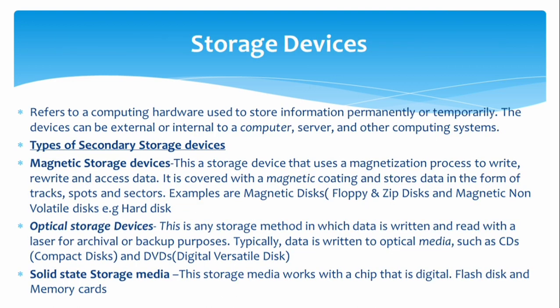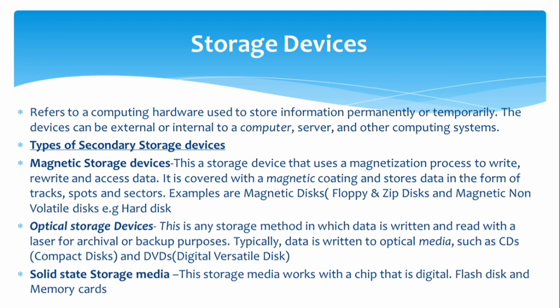Storage devices. You may also want to store after you've processed and printed, and you maybe want to keep a copy. Some storage devices are for temporary storage, others for storing permanently. They are in three types. We have magnetic storage devices. They use a magnetization process to write or rewrite. Examples are floppy disks and hard disks. Some of them are under magnetic.